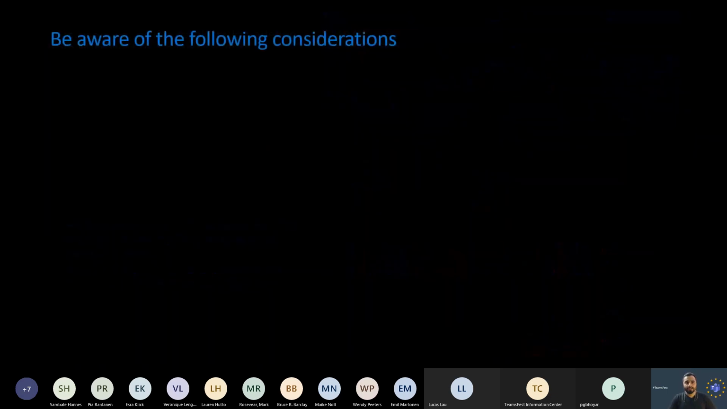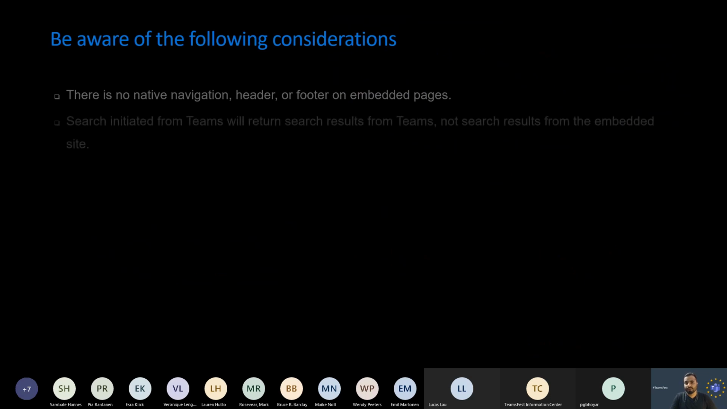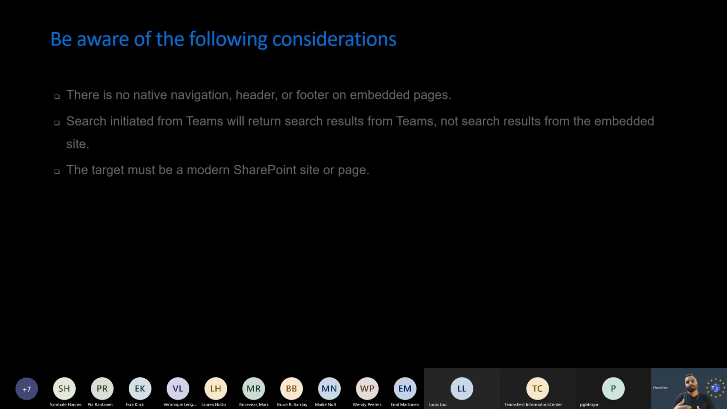So let me begin and say what considerations we should be aware of. As I said, there are no native navigations, and they have to be part of the embedded pages, and the search is initiated from Teams. That's why you see the results from the Microsoft Teams perspective, because there's no search within the SharePoint page for you to use. The target must be a modern site. Yes, there's a possibility where you can write some logic with SharePoint Framework, but it has to be a SharePoint Framework solution which adheres to modern SharePoint best practices.